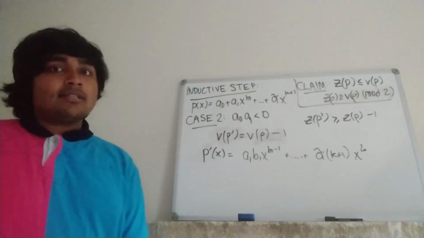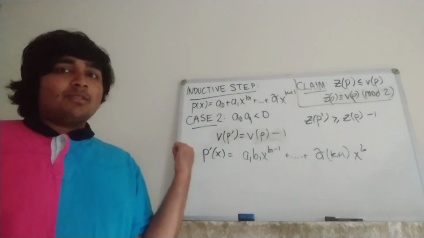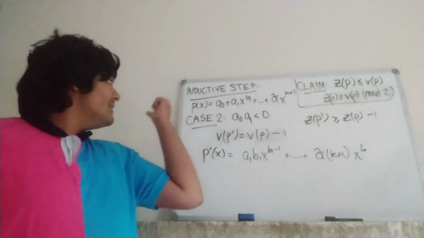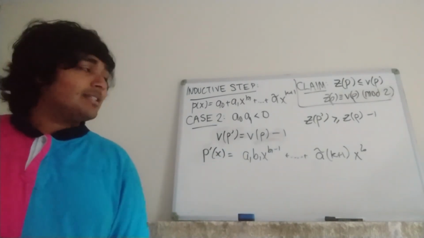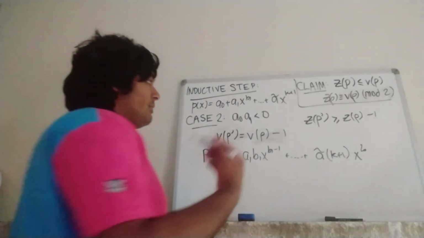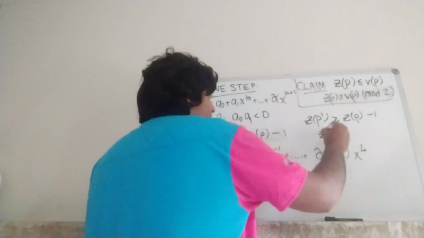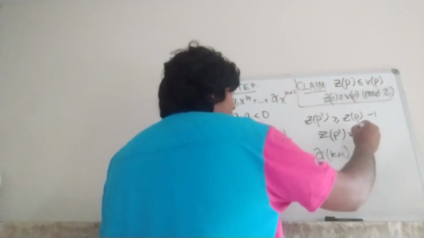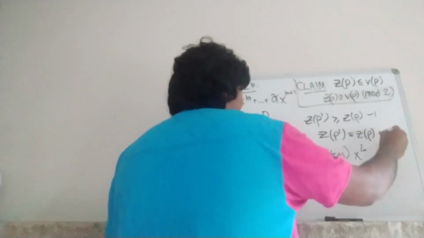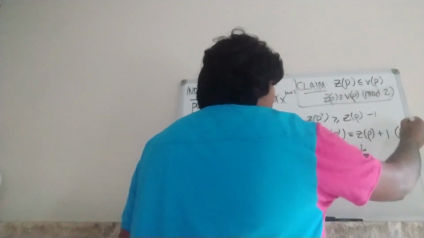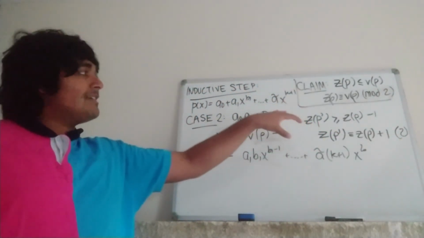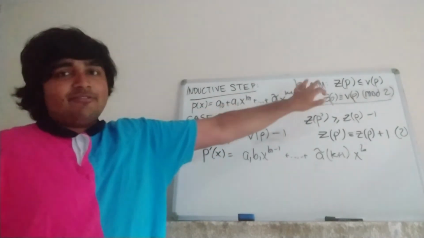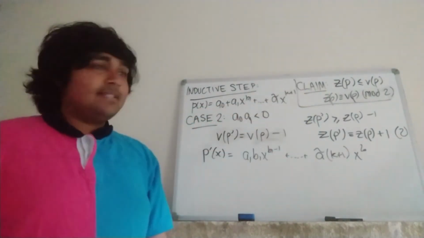And what that tells us is that the parities of z of p prime and z of p are going to be different. So one's going to be odd and one's going to be even. We don't know which, but we do know that z of p prime is congruent to z of p plus 1 mod 2. Okay? Now what we can do is use these facts together to prove this guy here for p. So let's prove the second one first.